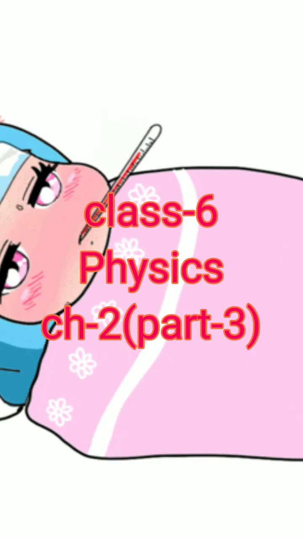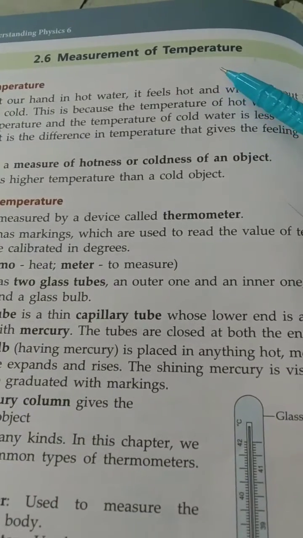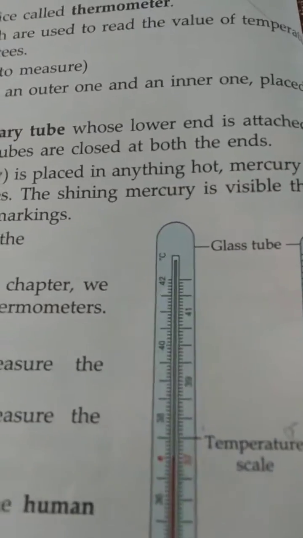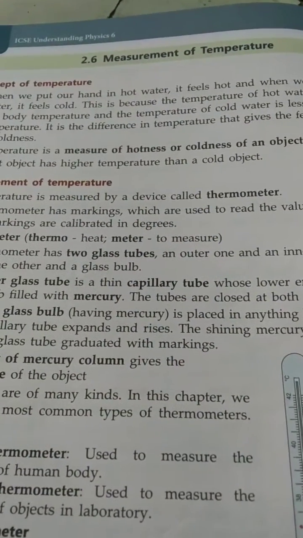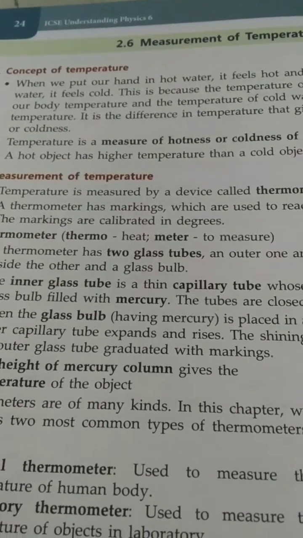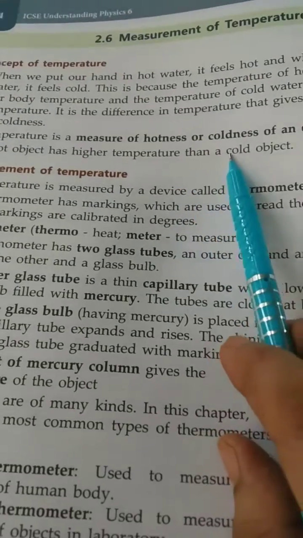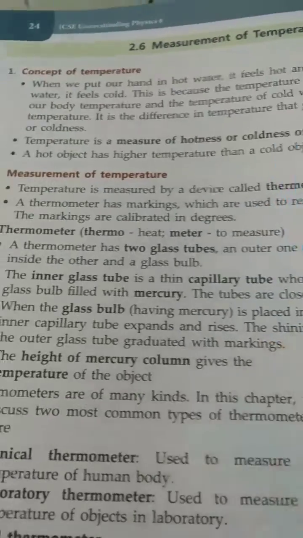Now, through this video, we will come to know about the measurement of temperature. What is the concept of temperature? If we put our hand in hot water, we feel hot. When we put our hand in cold water, we feel cold. This is because of the temperature of hot water and cold water. Temperature is a measure of hotness or coldness of an object. So, a hot object has a higher temperature than a cold object.